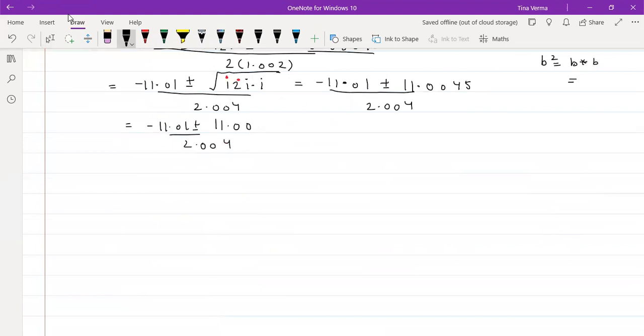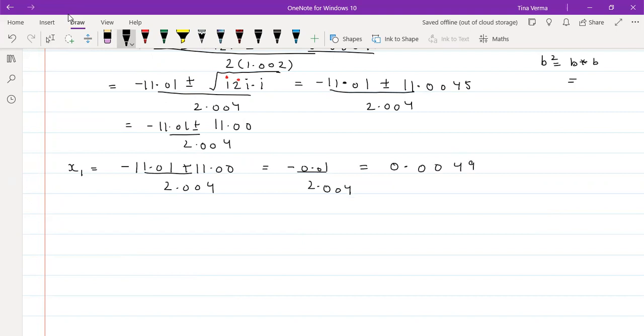Just I am ending this, then we will continue in next. यहाँ से निकालो x1 for the operation minus 11.01 plus 11.00. That when you will do its subtraction, this is minus 0.01 and you have 2.004. So this is coming out to be your 0.00499,002. Using 4-digit arithmetic. Okay.